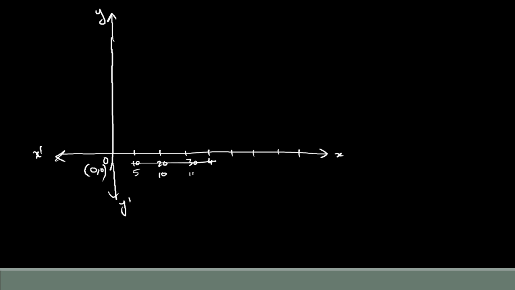So this is your x-axis, this is your y-axis, this is x dash, y dash, origin. So how many classes are there? 0 up till 40. So 5, 10, 15, 20, 25, 30, 35, 40. So you got all your x-axis ready now.